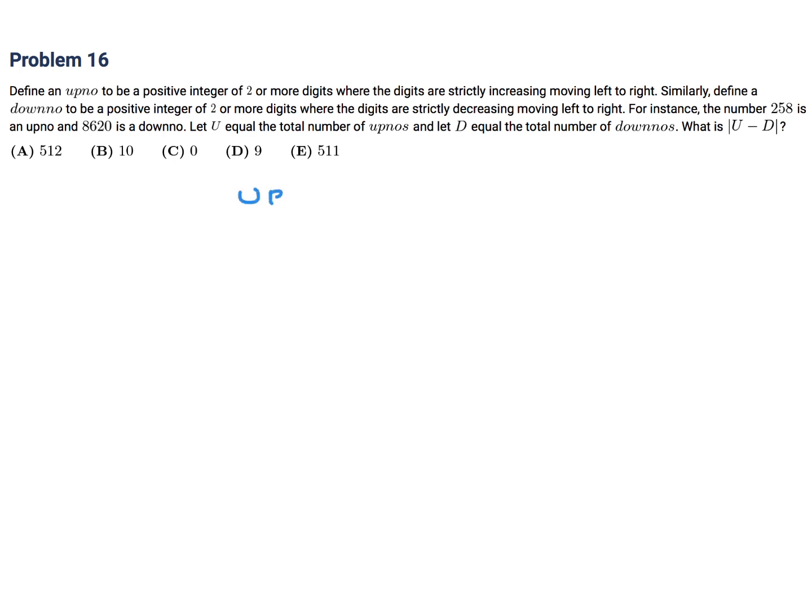Up number. Let me give an example of an up number. So it's increasing, right? So like 1, 2, 3, 4, 5, 6, 7, 8, 9. That's the largest. Yeah, that's the longest you can make because these have to be digits. You can't put a 10 there because 10 is not a digit.